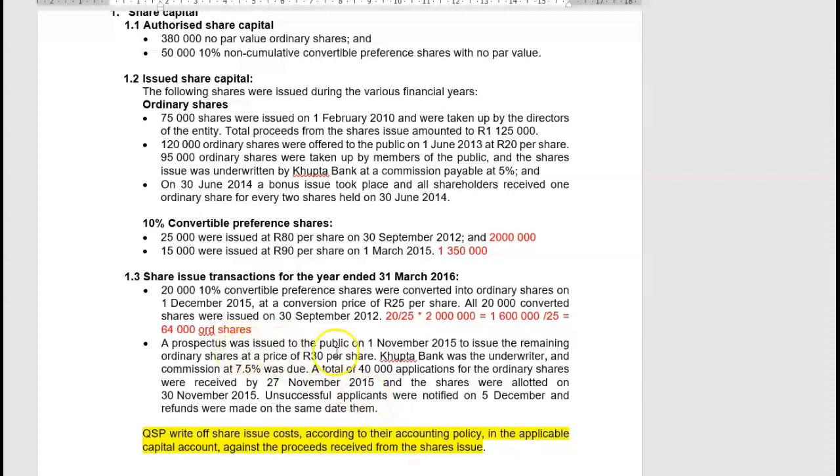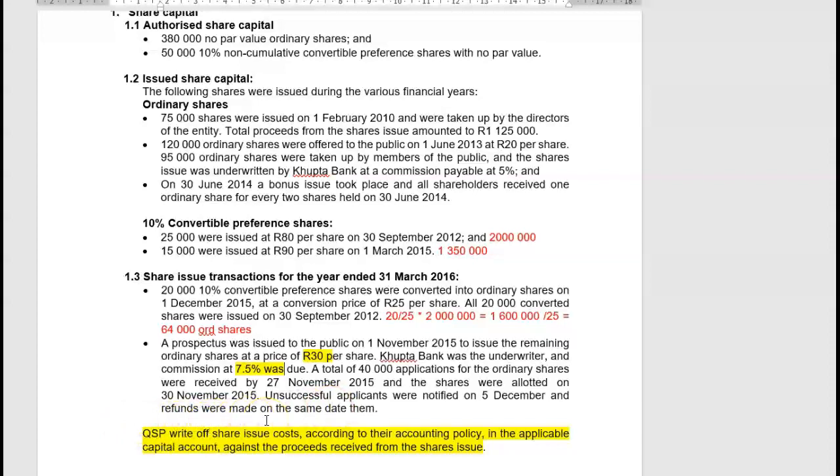This prospectus was issued to the public on 1 November 2015 to issue the remaining ordinary shares at a price of 30 Rand per share. Gupta Bank was the underwriter and the commission of 7.5% was due. It got quite expensive. A total of 40,000 applications for ordinary shares were received by 27 November and the shares were allotted on 30 November 2015. Unsuccessful applicants were notified on 5 December and refunds were made on the same date.